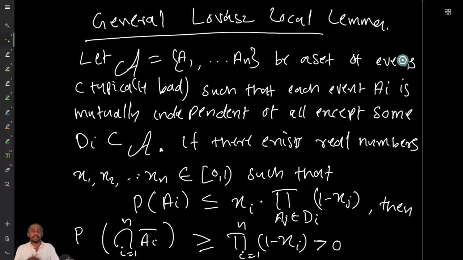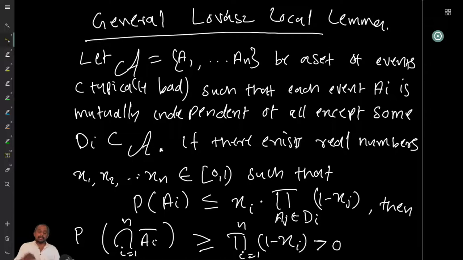Let A1, A2, etc., An be a set of events, which are typically bad events. Bad in the sense that what we want to use the Lovasz Local Lemma for is to show that certain things do not happen, which gives us a good coloring. So since that is the idea, we typically define the events to be bad events that we want to avoid.